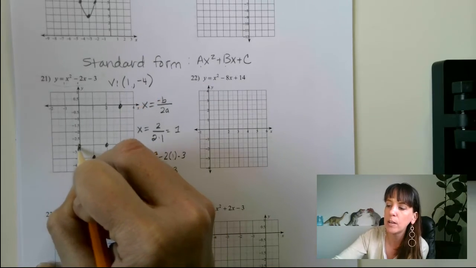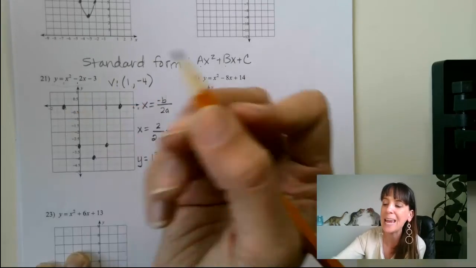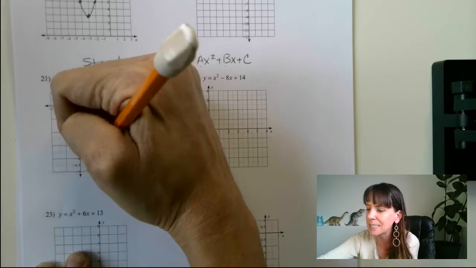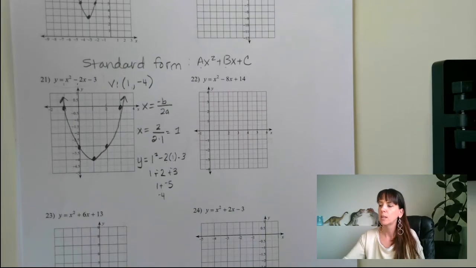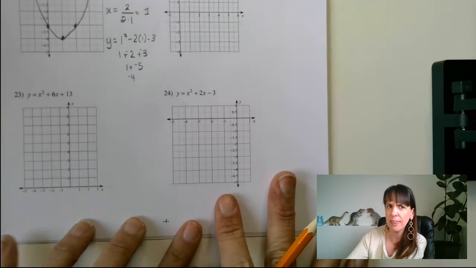Over 1, up 1, over 1, up 3, and bam, you have graphed this guy. Look at that. Beautiful. Let's try another one. We've got this. Oh, let's try this one.